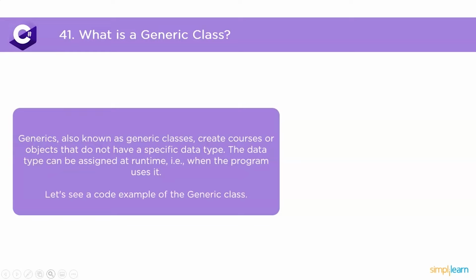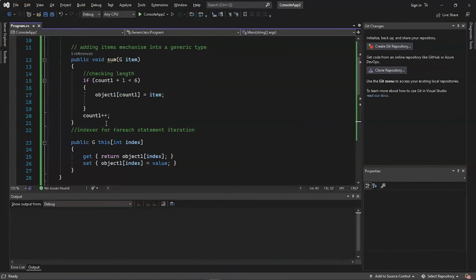Let's see a simple code for a generic class. In this program, we have the namespace as generic class, a public class test class, and G to represent the generic type. After that, we define an array, namely object1, of generic type with length 5. Then we have an int variable as count, set to 1. Then we have a function, sum, adding items into a generic type. Next, we keep adding items to the array until the count plus 1 is less than 6. Then we keep increasing the count value by 1.